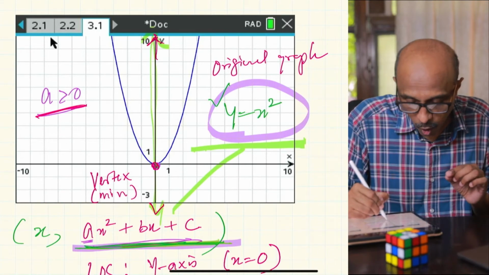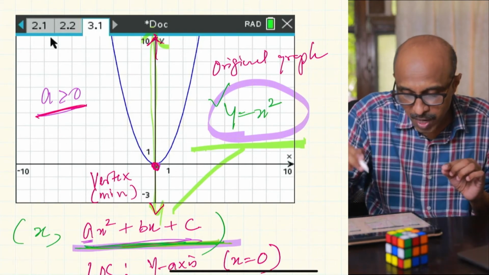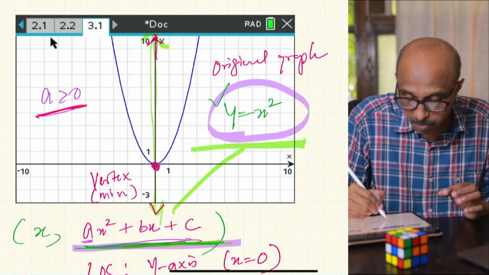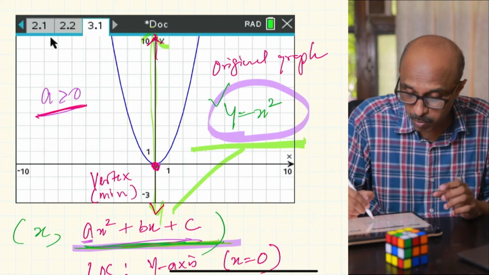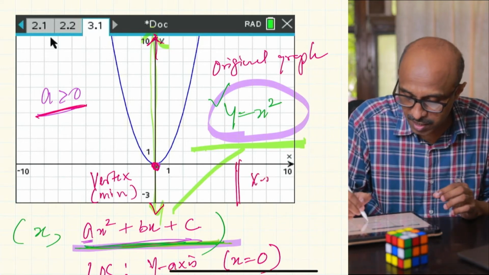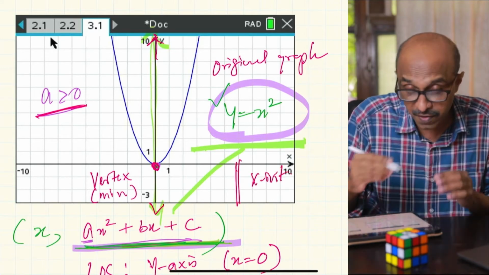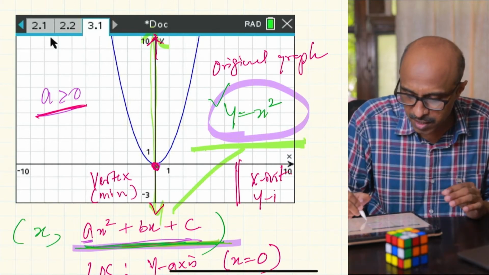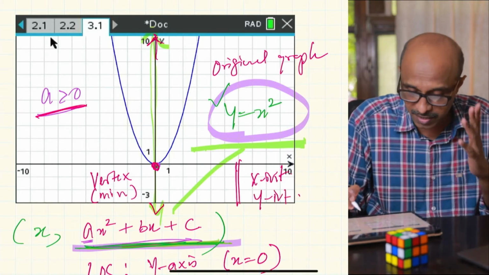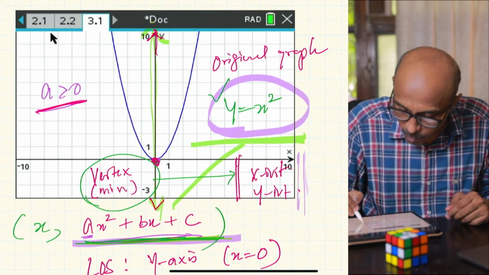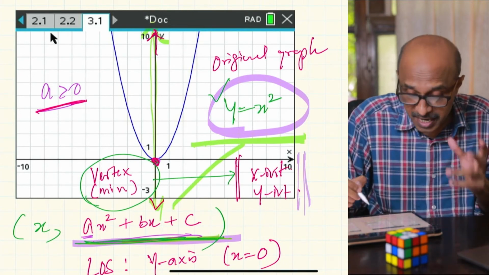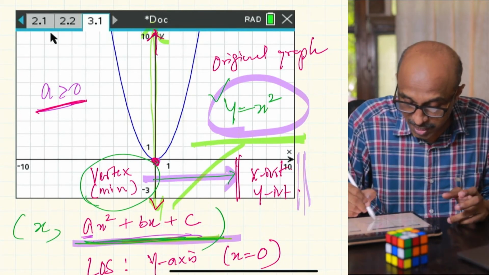Now, the vertex is also the point where this original parabola, the original quadratic curve, cuts both the x-axis and the y-axis. Those points are called intercepts, by the way. X-intercept is where the graph cuts the x-axis, and y-intercept is the point where the graph cuts the y-axis, all right? So the x-intercept and the y-intercept for the original quadratic curve is still the vertex, okay?